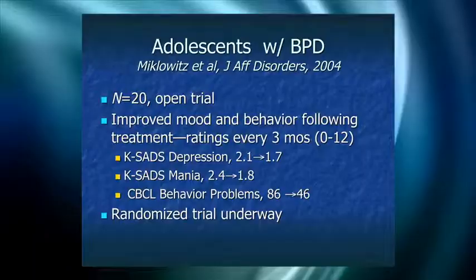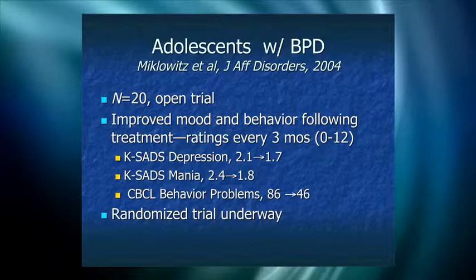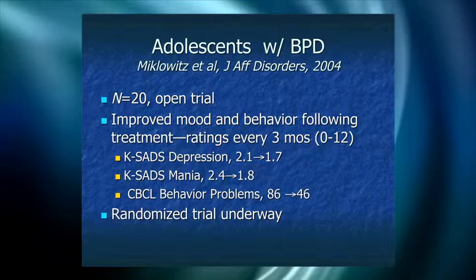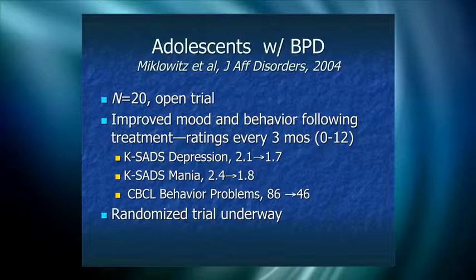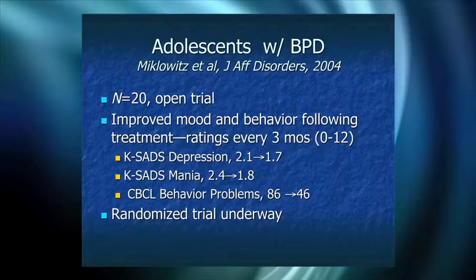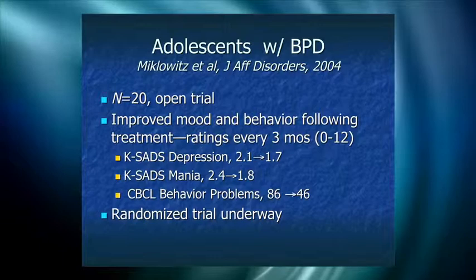Then Dr. Michlowitz decided, as I said earlier, that adolescents are more fun, and they started with an N of 20 open trial and found that mood and behavior following treatment improved. They did ratings every 3 months for 12 months and found that the KSADS depression score came down, the KSADS mania score came down, and the child behavior checklist behavior problem T score came down by 4 standard deviations. And they're currently completing a randomized clinical trial. So those interventions have many, many commonalities.